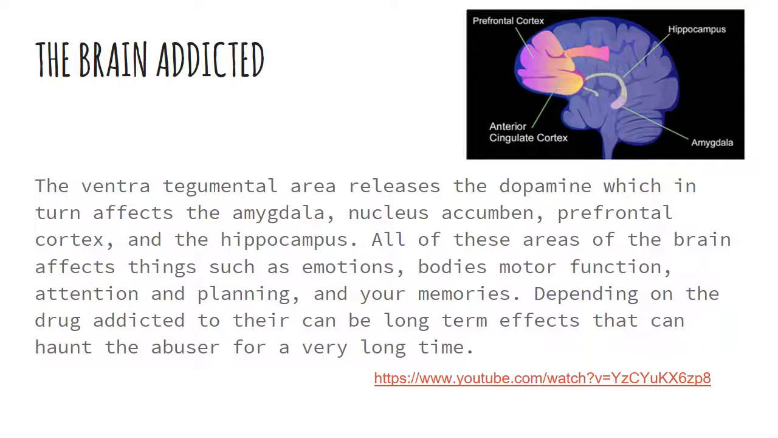The brain addicted. The ventral tegmental area releases the dopamine, which in turn affects the amygdala, nucleus accumbens, prefrontal cortex, and the hippocampus. All of these areas of the brain affect things such as emotions, the body's motor function, attention and planning, and your memories. Depending on the drug addicted to, there can be long-term effects that can haunt the abuser for a very long time.